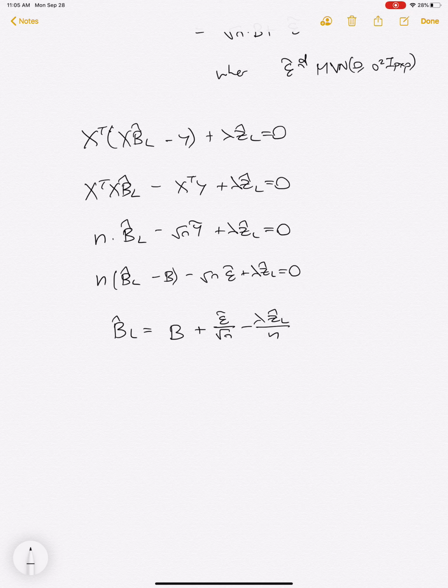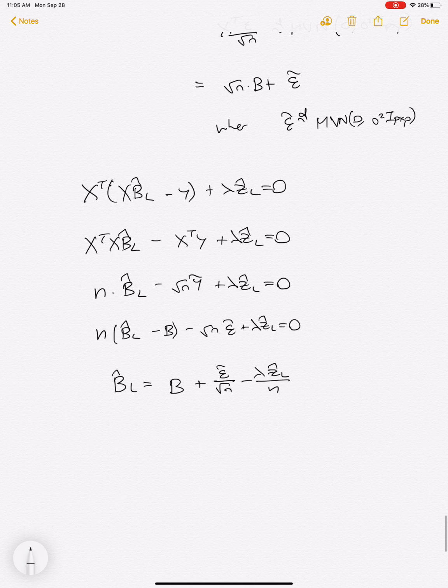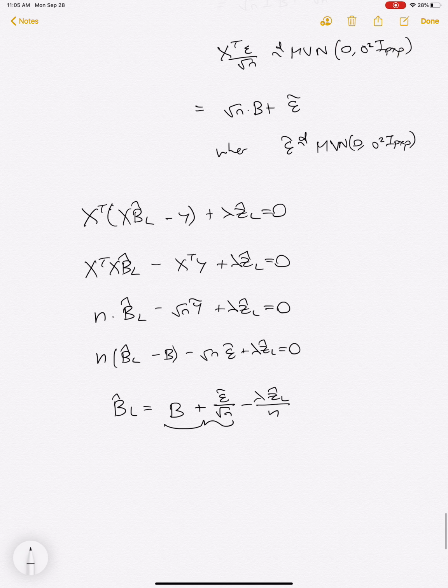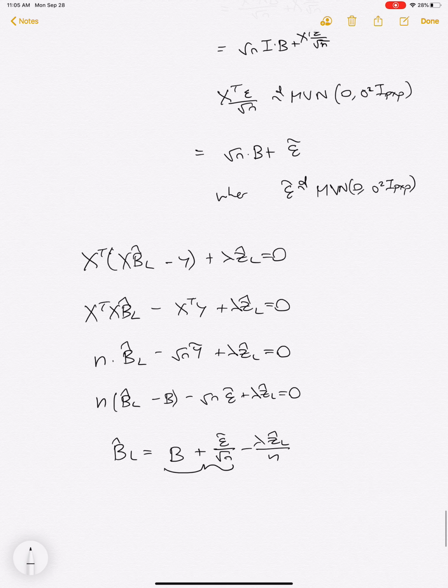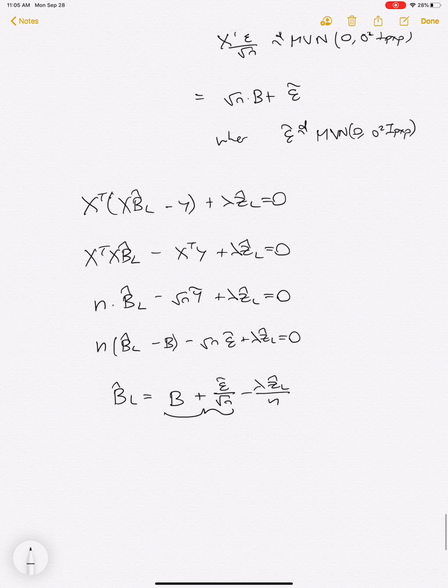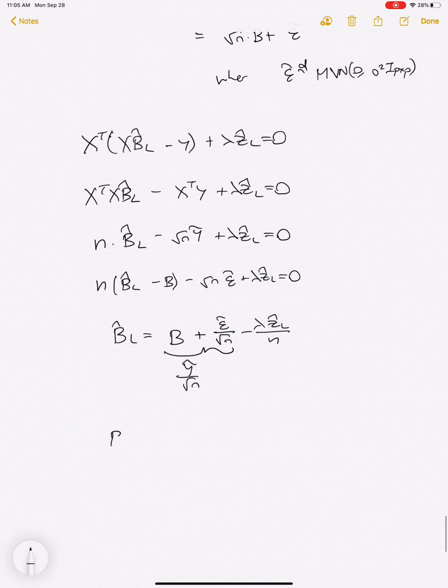Okay, and this whole thing here you can express as y tilde over square root of n. So you can say that b hat L is equal to y tilde over square root of n minus lambda z hat L over n. So this gives you a data dependent estimator.